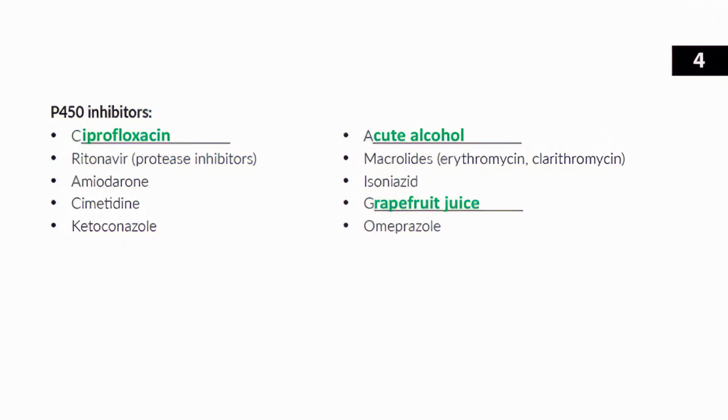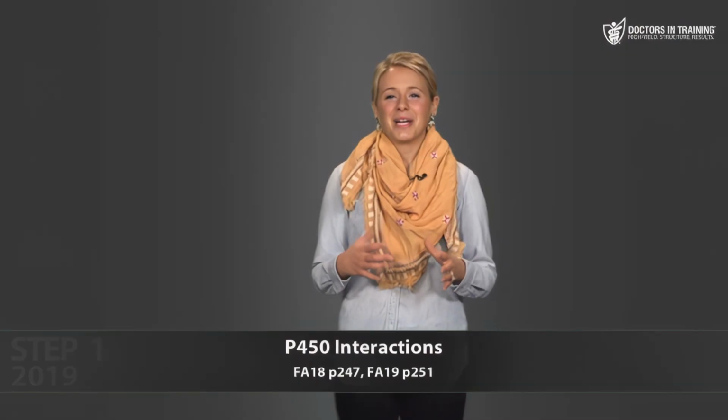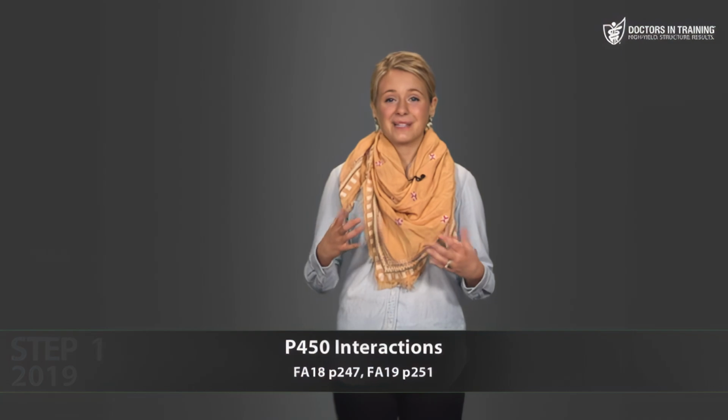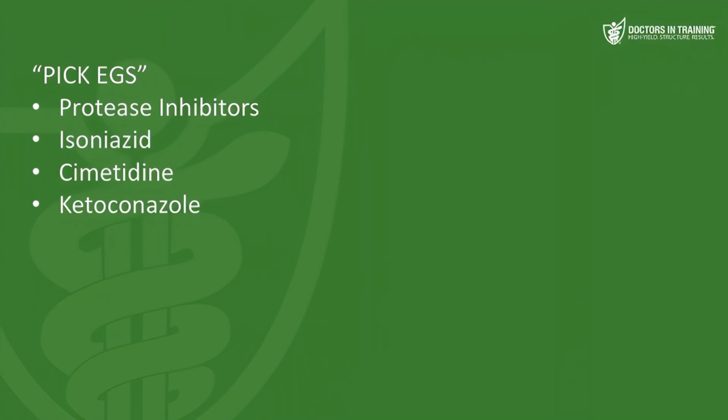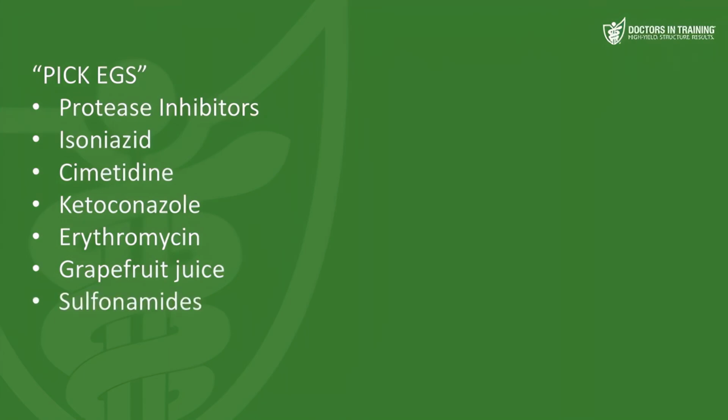O is for omeprazole. S is for sulfonamides. Sulfonamides can cause a lot of side effects, but they can also inhibit cytochrome P450. Another mnemonic we like to use is PICK EGS. The P is for protease inhibitors. The I is for isoniazid. The C is for cimetidine. The K, ketoconazole. E, erythromycin. G, grapefruit juice. And S is for sulfonamides.